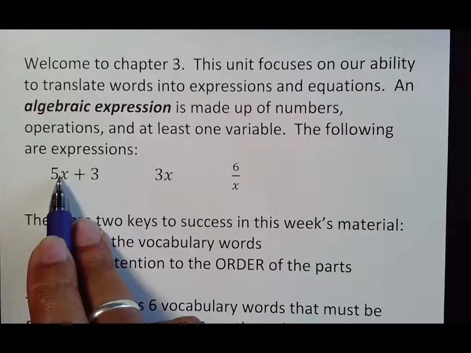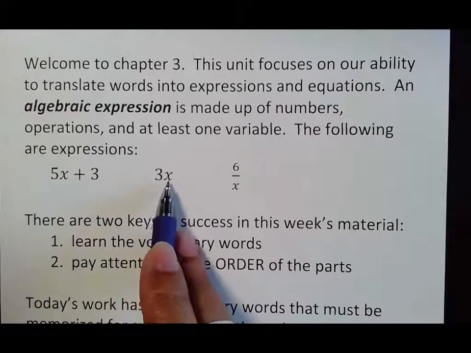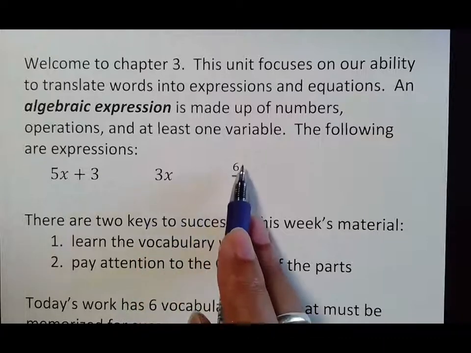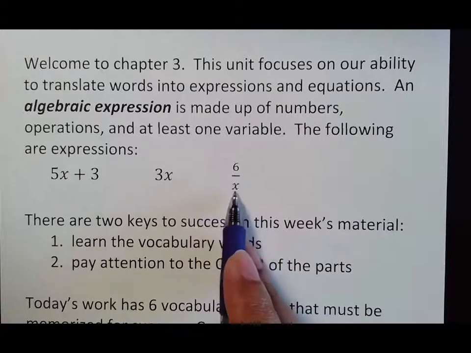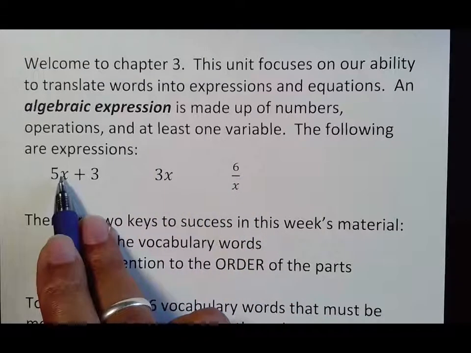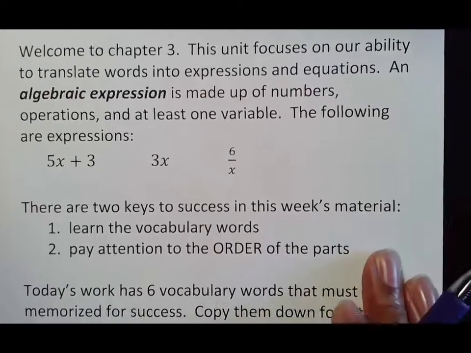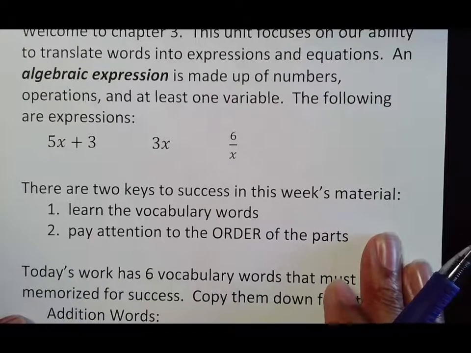There's also multiplication. There's also addition. 3x is an expression because it's 3 times x. There's your operation. There's your variable. 6 over x is an expression also because you have 6 divided by x, there's your variable. So again, there's a variable in it and there's some sort of operation going on, so we call it an algebraic expression. That phrase is not really the most important part, but you just need to make sure you understand.